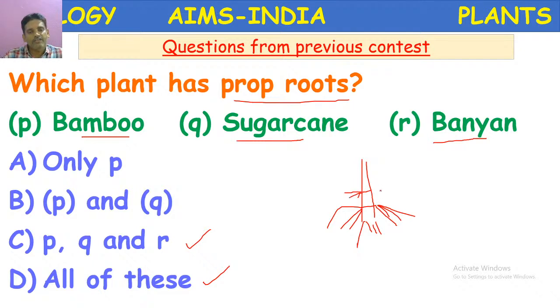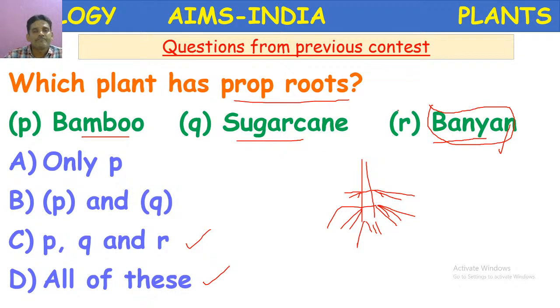So actually, think again, here specially prop roots are mentioned. So here the right option is banyan. According to me, it is banyan. Okay, the options were wrongly typed, please excuse. If prop roots are mentioned in the question, we have to go to banyan only.